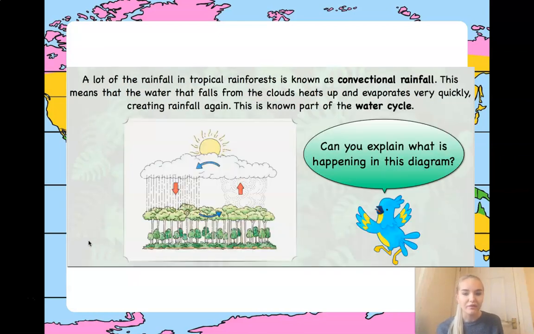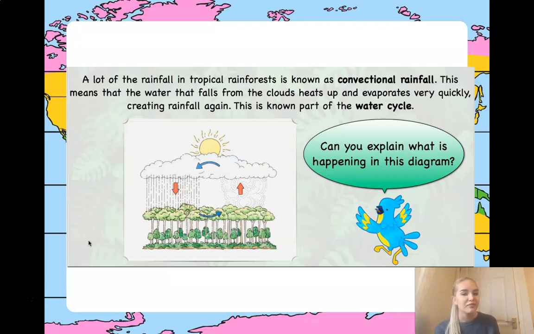I asked you to have a think about why you think it rains so much in the rainforest. A lot of the rainfall in these tropical rainforests is known as convectional rainfall. This means that the water that falls from the clouds heats up and evaporates very quickly, which creates rainfall again. Because it's so hot in a tropical rainforest, this part of the water cycle happens even quicker than it normally would.